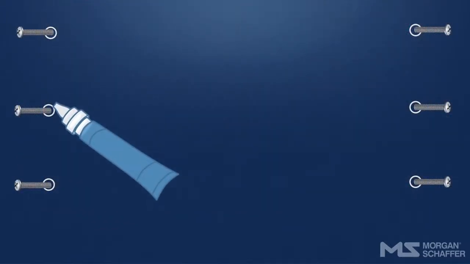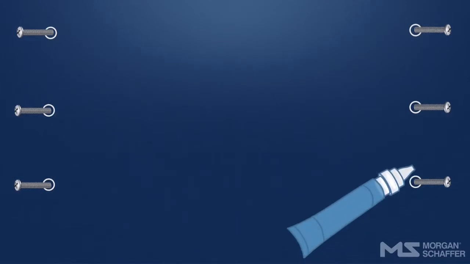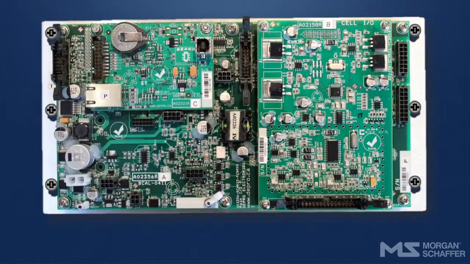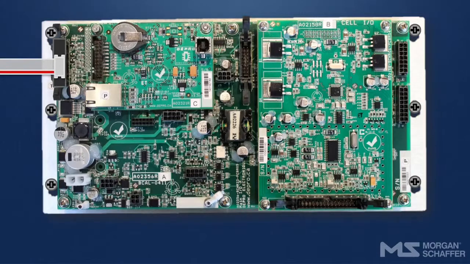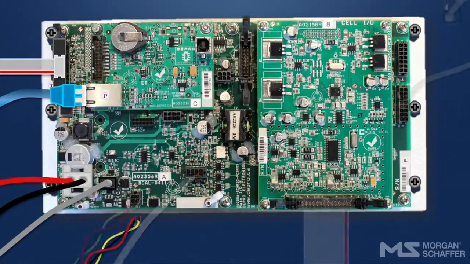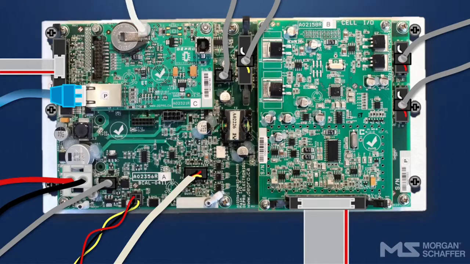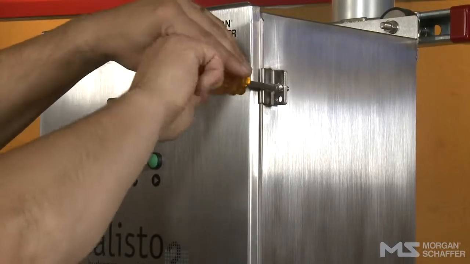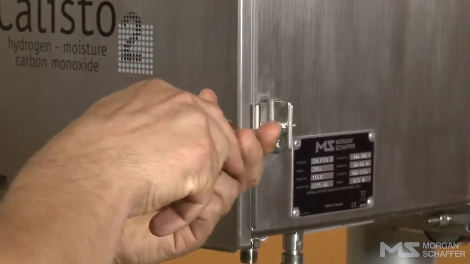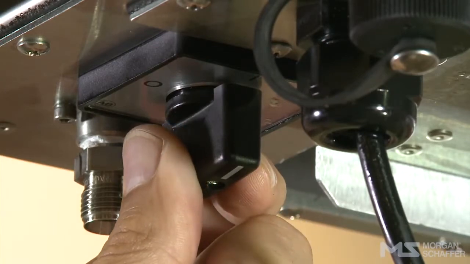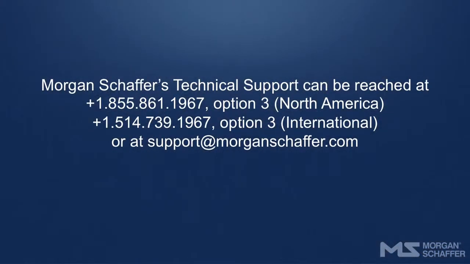Completely remove the 6 screws and apply a drop of thread lock before replacing them without tightening them completely. Place the new main I/O in the same location using the slots. Secure the card in place using the 6 screws. Reconnect all of the cables in their places. The cable's position is indicated on the cable as well as on the card itself. Close the door and firmly tighten each of the 2 hinge screws. Restart the Calisto. If the problem persists, please contact Morgan Schaefer for assistance.